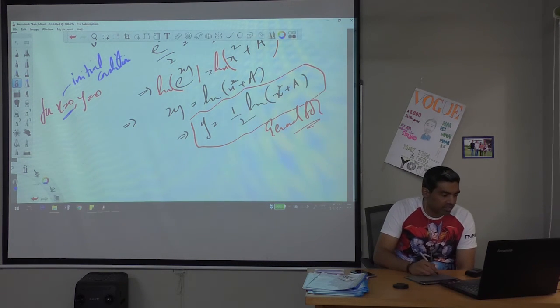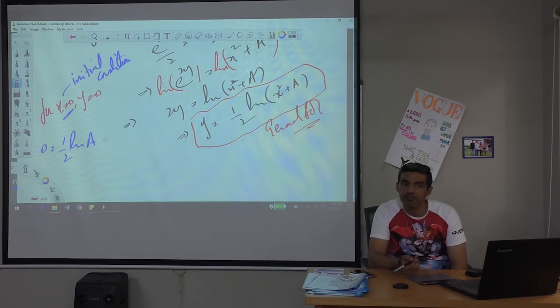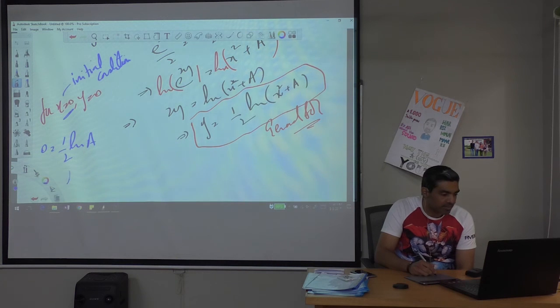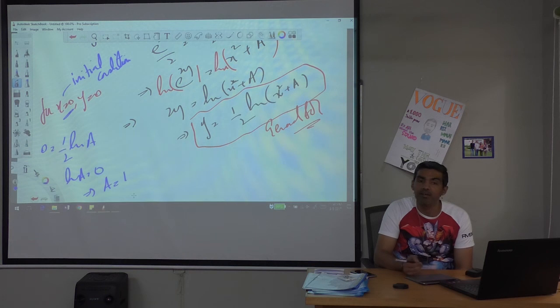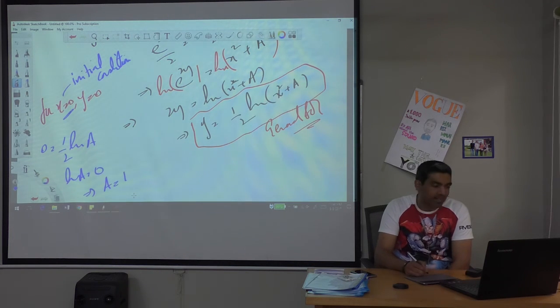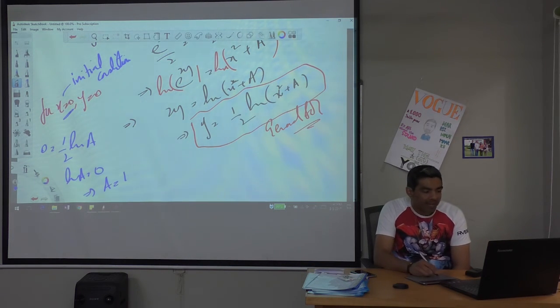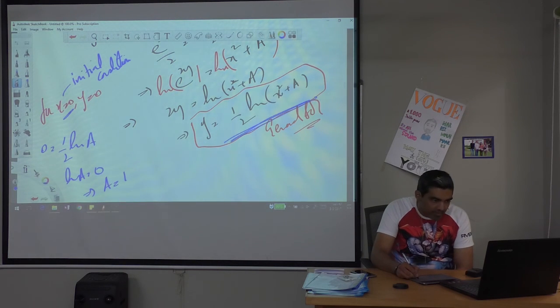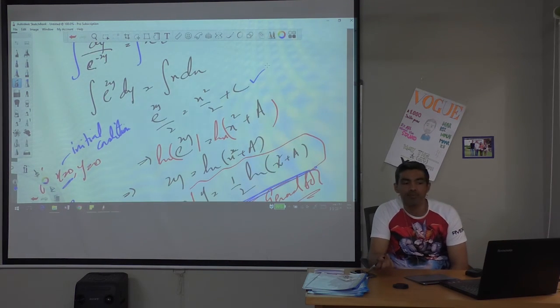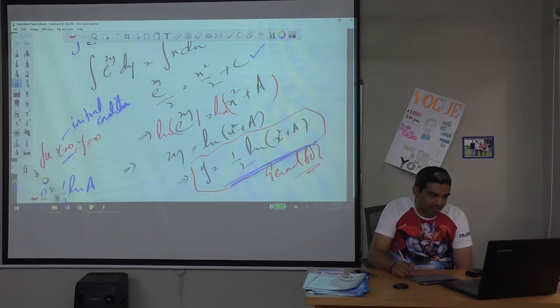Okay, so we plug in the initial condition, y is 0, x is also 0, so we end up with half ln A, which means ln A is equal to 0, which means A equals 1. Now let me just tell you something. When you plug in the initial condition to get the value of A, you don't necessarily have to plug it here. You can even plug it here.